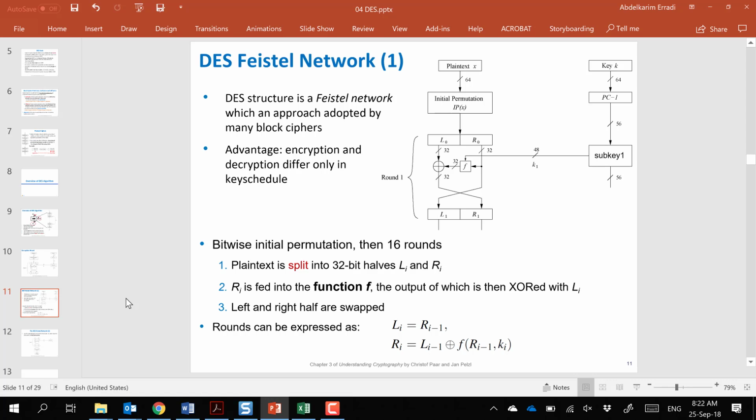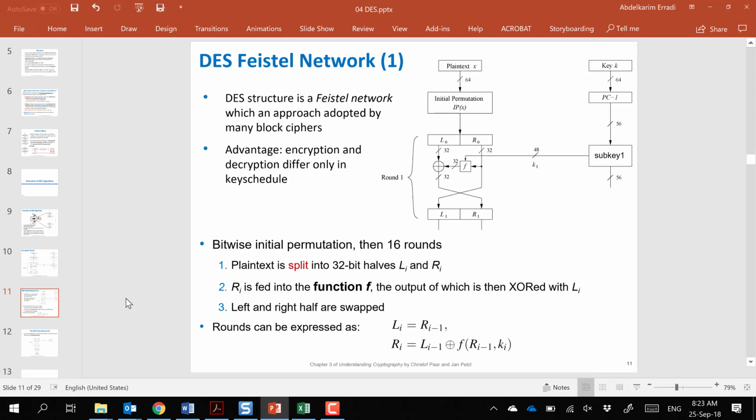All you do is take your input and chop it in half, 32 bits each, the left half and the right half. The right half you just copy to the left half of the output, and the left half you encrypt using the output of a function, and this function takes as input the subkey and the right half.